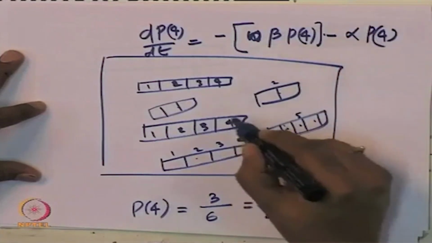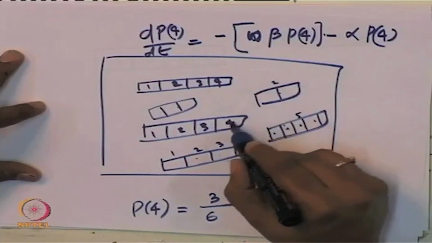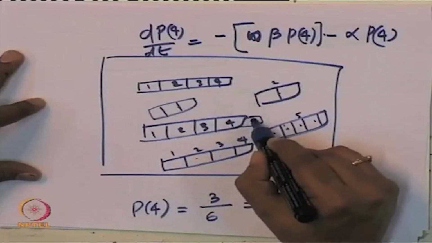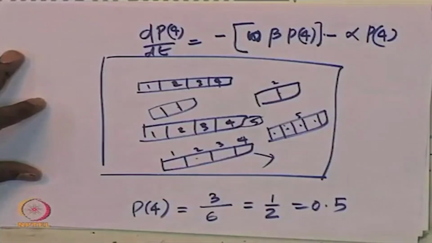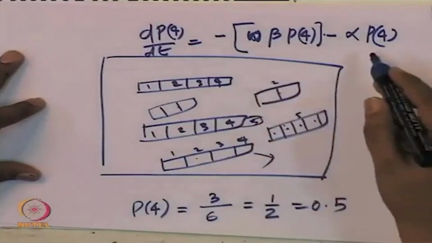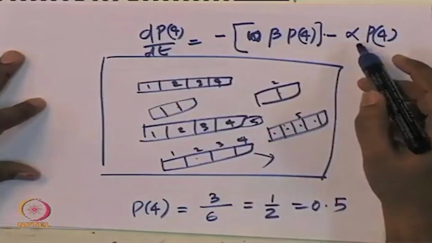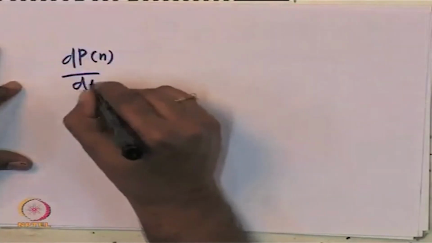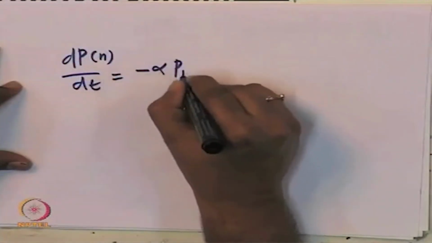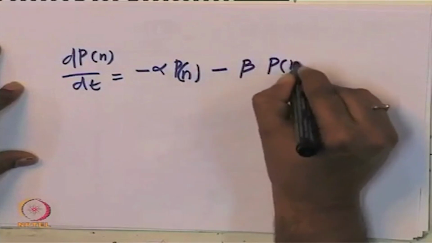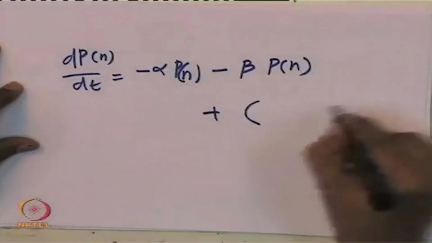That means if you polymerize any of these, the number of filaments with 4 will decrease, because this will suddenly become 5. Then only 2 of them have 4 monomers, so dP4 by dt will decrease. Essentially P4 will decrease. So in the master equation that we think of, dPn by dt will decrease with alpha, will decrease with beta, plus there are a few more things going to happen.